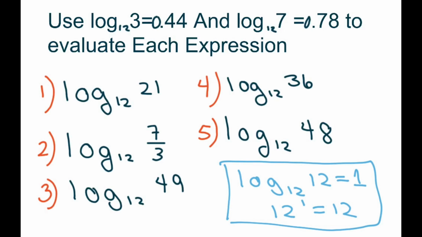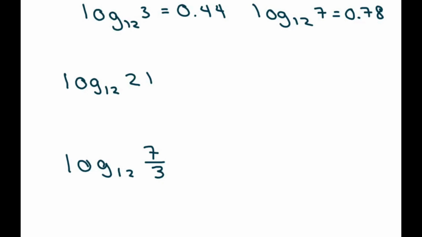So anyway, these are the 5 problems we're going to do, and we're going to use this one, and this one to evaluate each expression. Okay, so the first one we have is log base 12 of 21, then log base 12 of 7 over 3. So this first one we can write as log base 12 of 7 times 3.